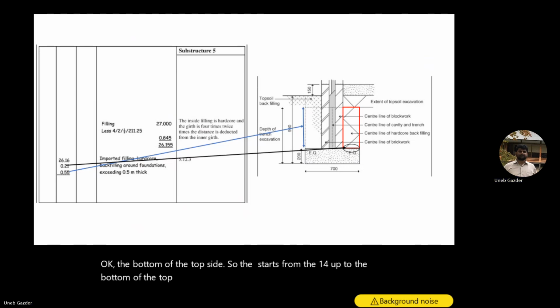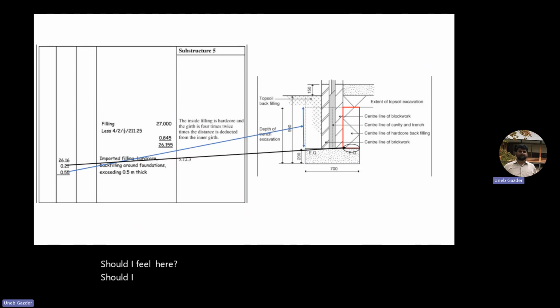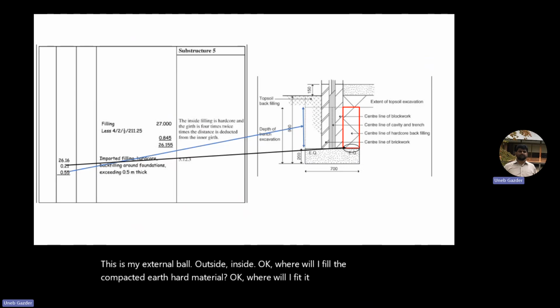Okay. Should I fill hard core here? Should I do the filling for hard core? Remember, this is outside of my building. This is inside of my building. This is my external wall. Outside, inside. Okay. Where will I fill the hard core? Compacted earth, hard material. Okay. Where will I fill it? On this side, or both sides?